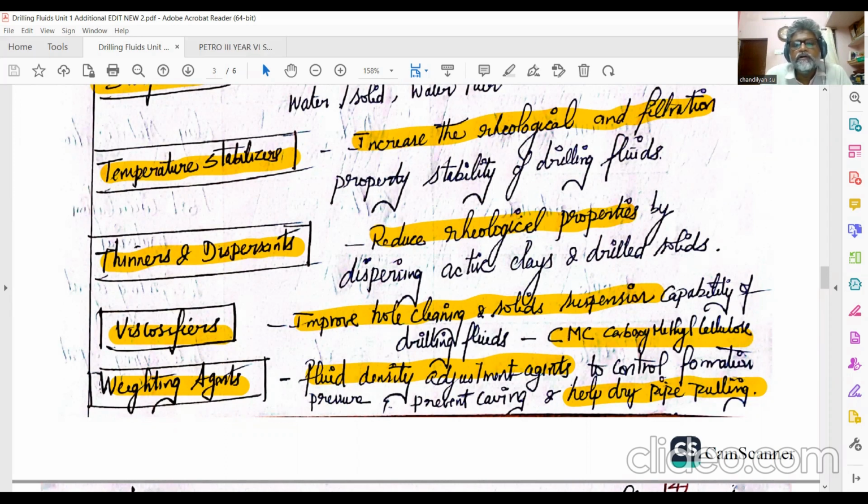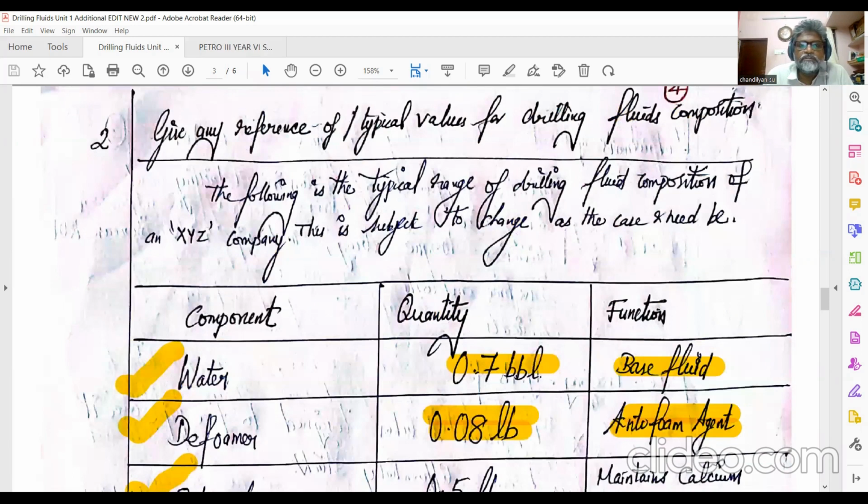In the handouts, we have dealt with viscosifiers and weighting agents in detail. Viscosifiers are chemicals added to keep the solids in suspension, and also to better the hole cleaning. One such example is carboxymethyl cellulose. And weighting agents, we had a table there: barite, magnetite, hematite, all these chemicals are added to increase the weight or the density, so that you can stop the caving in and help dry pipe pulling. Those are the two logics there.